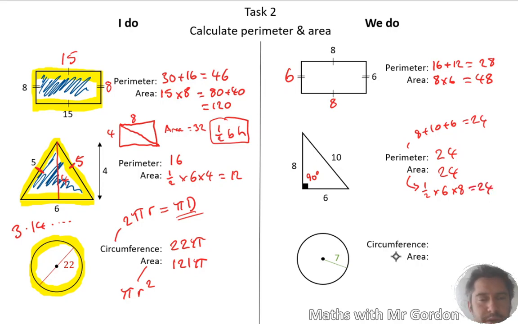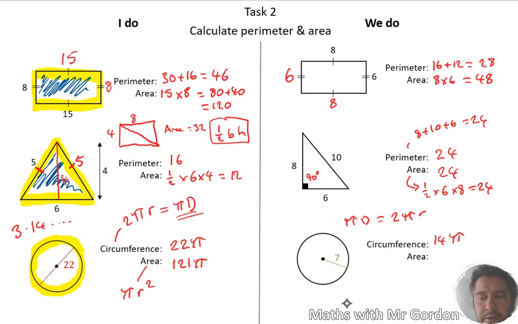Okay, last one, circumference. So our formula for the circumference of a circle was pi d, or it was 2 pi r. Here we have the radius. So it's going to be 2 times the radius times pi. So 2 times the radius is 14, and we're going to leave it in terms of pi.